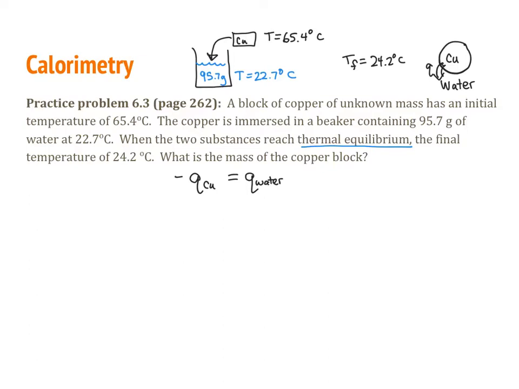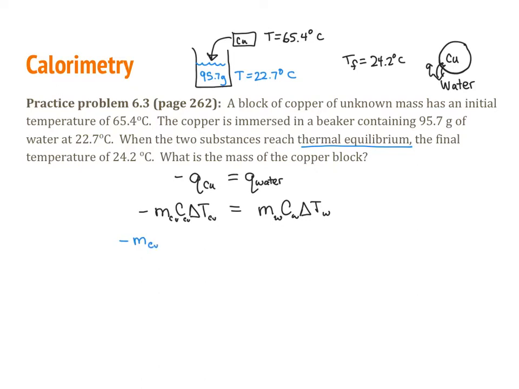In this case, copper is undergoing a temperature change, so its Q is mc delta T, and all this would refer to the copper. And water is also undergoing a temperature change. So to calculate the amount of energy transferred into the water, we would calculate mc delta T, but this would all be for the water. So I'm going to substitute in what I know. I do not know the mass of copper. That's what I'm trying to figure out.